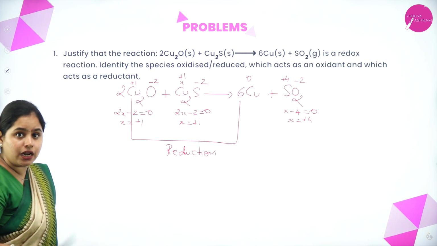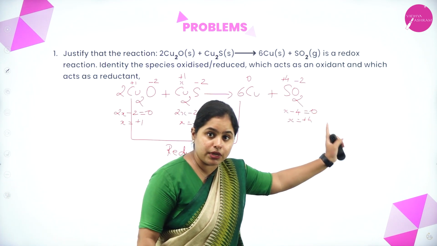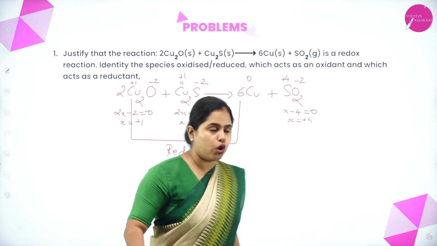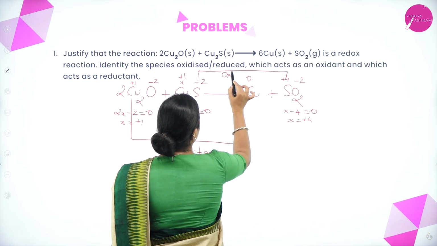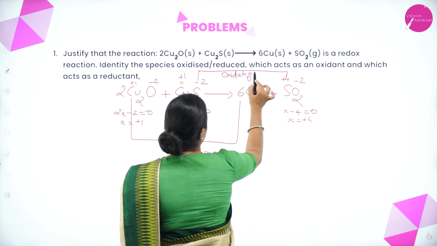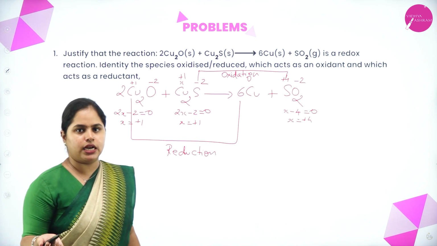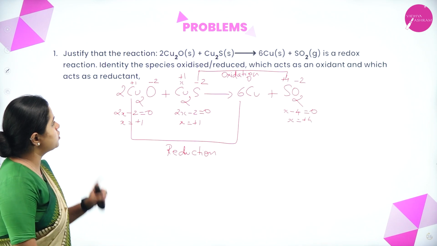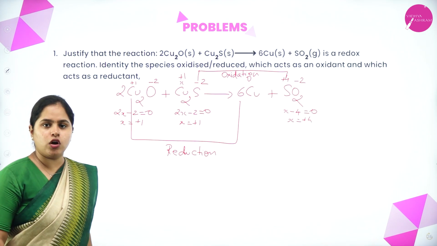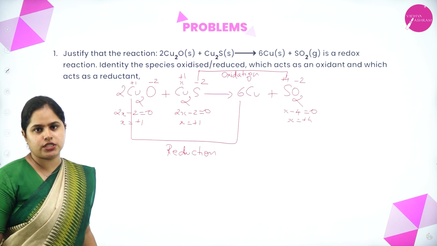Now moving on to sulfur, what has happened here? From -2 the oxidation number has increased to +4, right? -2 to +4. So this is undergoing oxidation. Okay, so I hope it is clear. When the oxidation number is increasing, it is undergoing oxidation. So what does the question ask you to find? Which is getting oxidized? Sulfur is getting oxidized. Which is getting reduced? It is copper which is getting reduced.